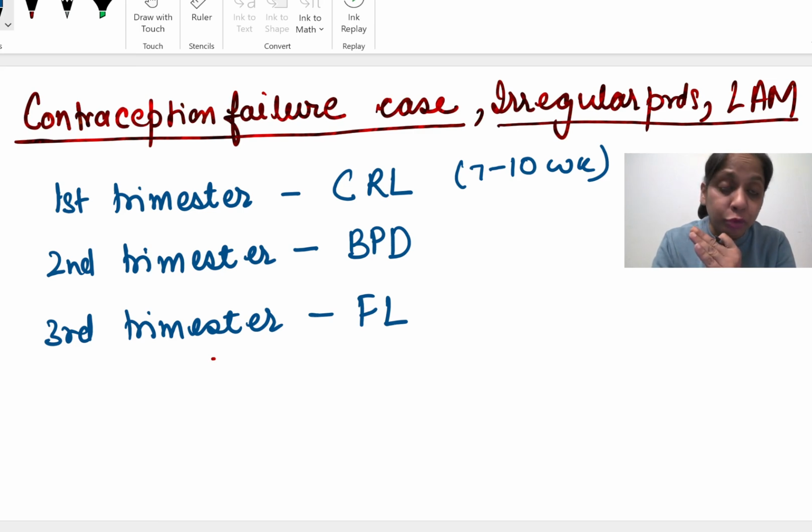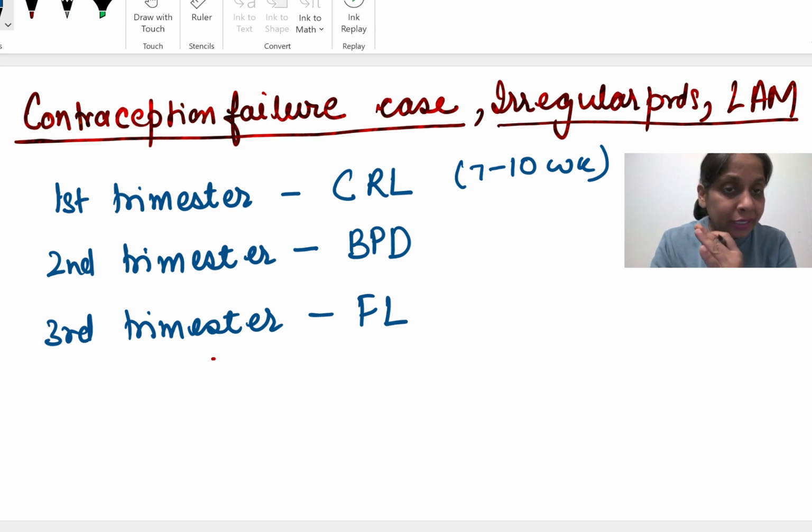If the patient comes to us in the first trimester, then on ultrasound we will see the CRL, crown rump length. If the patient comes to us in the second trimester, then BPD gives us the most reliable EDD. And if the patient comes to us in the third trimester, then the femur length gives us the most reliable EDD.